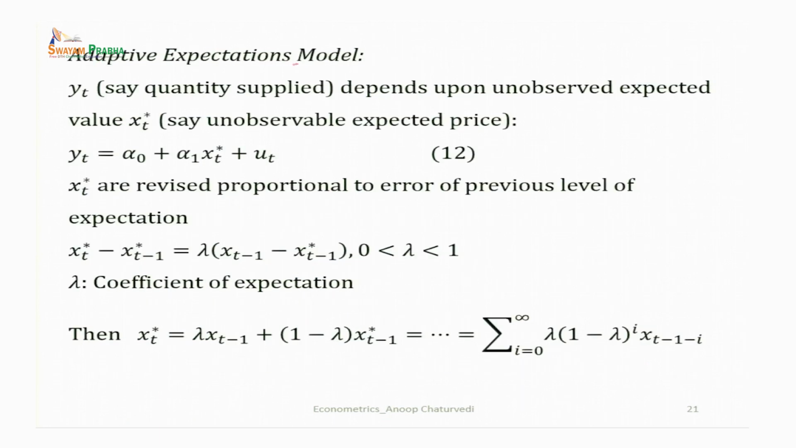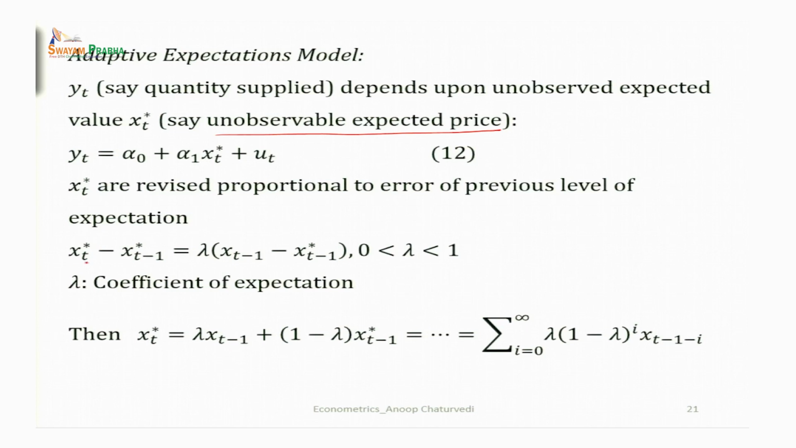Now, we consider adaptive expectations model. So, suppose y t is the quantity supplied and suppose it depends upon the unobserved expected value, say x t star. Say x t star may be the unobservable expected price for the period t. Then y t is equal to alpha naught plus alpha 1 x t star plus u t. But the exact value of x t star is unknown. X t star are revised proportional to the error of the previous level of expectation.